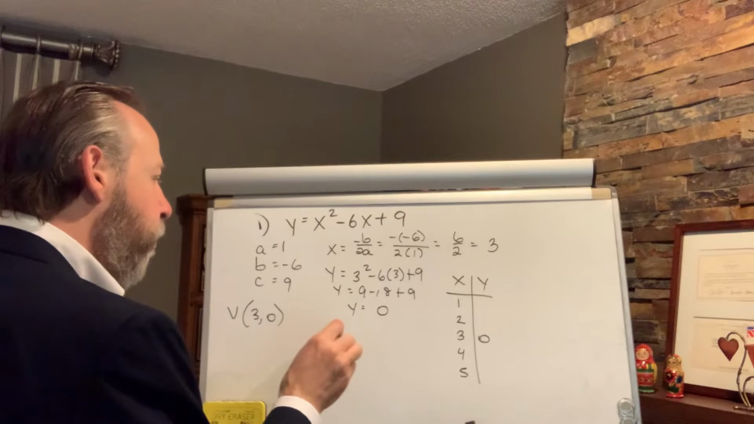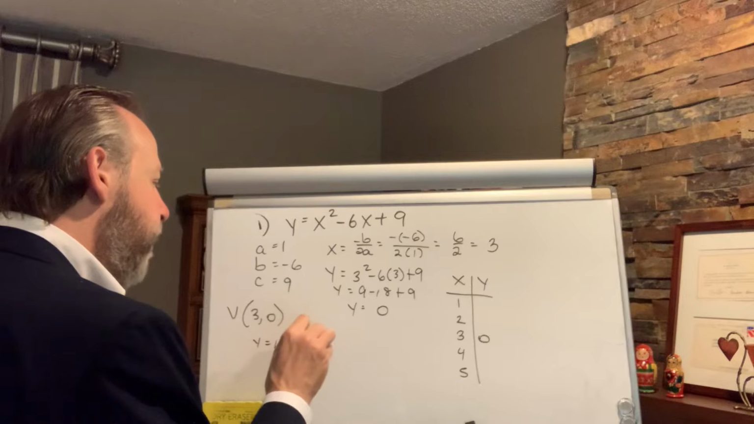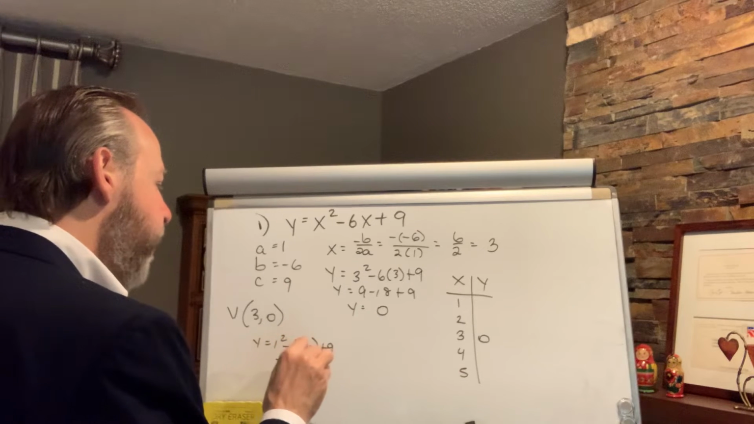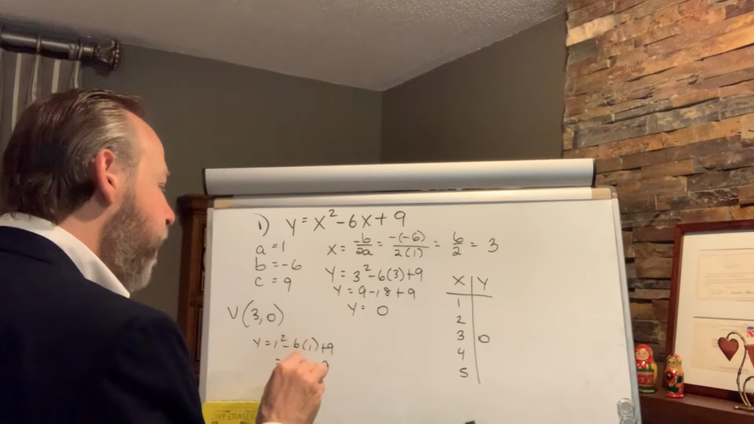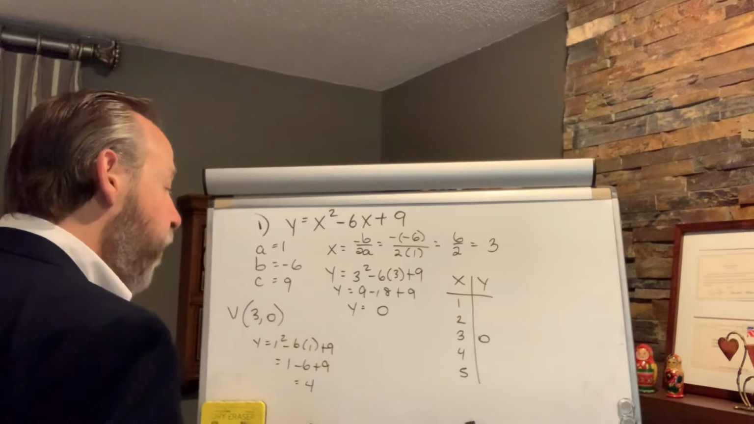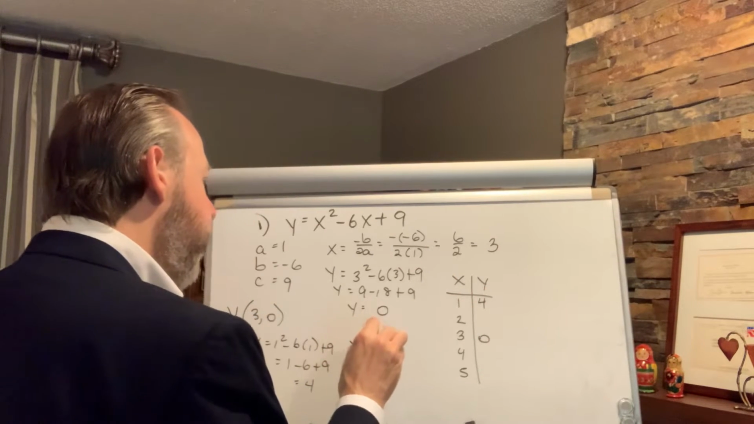So if I plug in a 1, I'll just put that over here. 1 squared minus 6 times 1 plus 9. 1 minus 6 plus 9. 1 minus 6 is -5. -5 plus 9 is 4. So that's a 4.